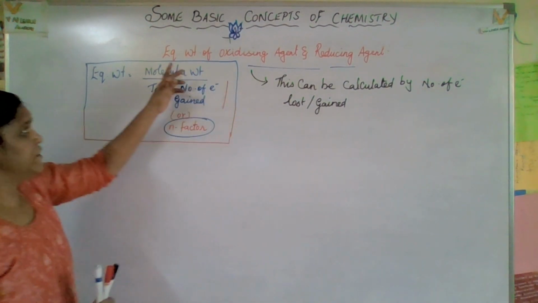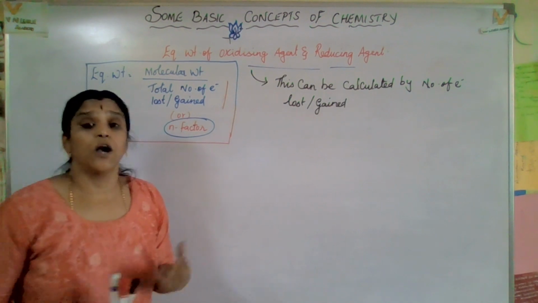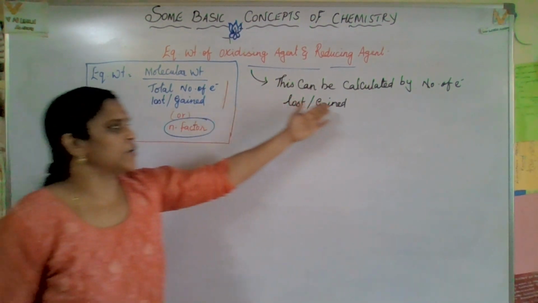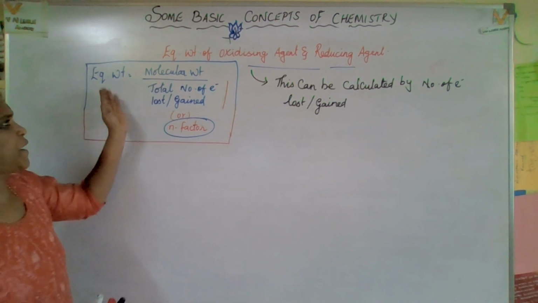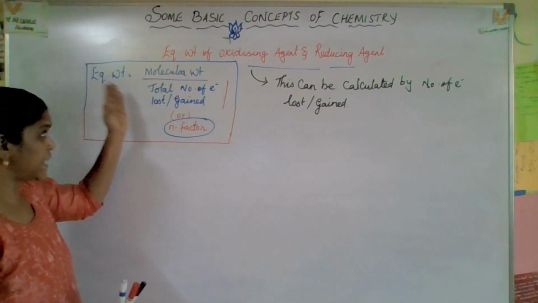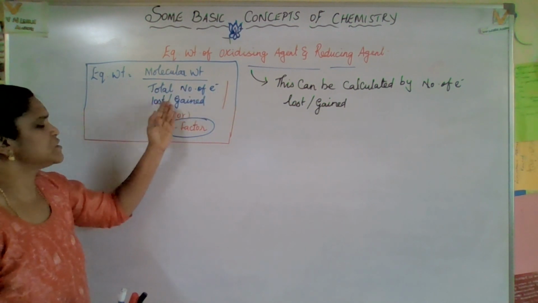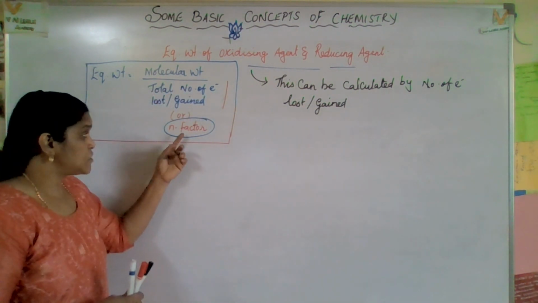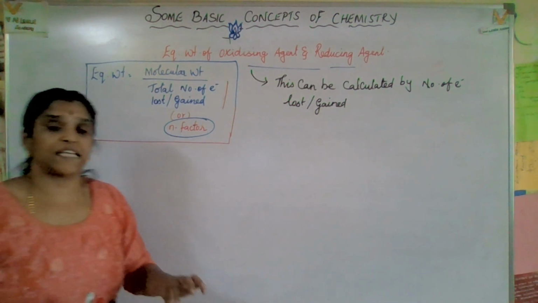Now, another one more interesting point: equivalent weight of oxidizing agent and reducing agent. How do we calculate it? This can be calculated by the number of electrons lost or gained. So, equivalent weight of an oxidizing or reducing agent is equal to molecular weight divided by the total number of electrons lost or gained, and it is also known as the N factor. Come on, let us check with an example.